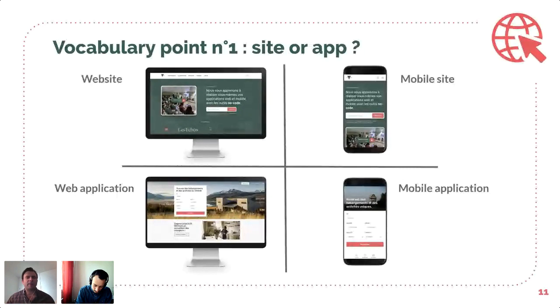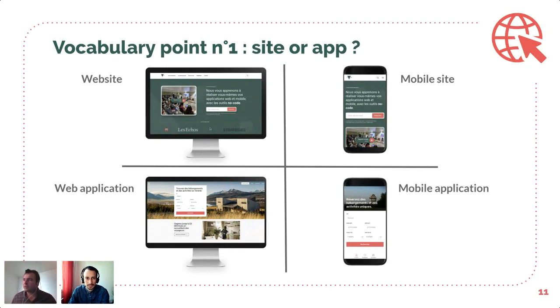When we talk about web applications, we talk about complex applications. For example, Airbnb, Facebook, Amazon, you know, all those applications that can be tools. We have many interactions and so on. And when we talk about mobile applications, we talk about applications built specifically for mobile.